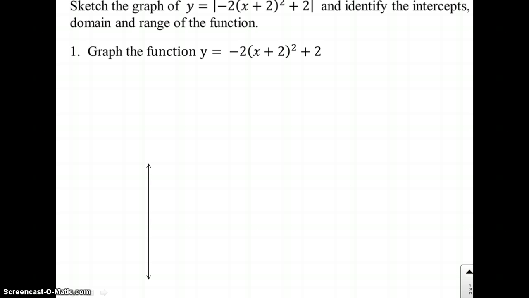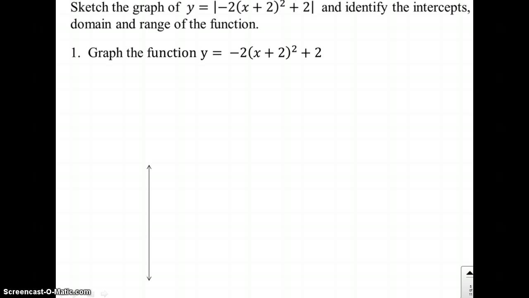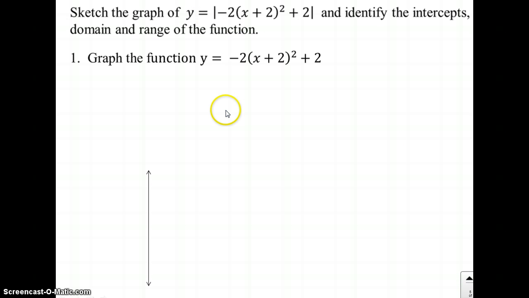Sketch the graph of the absolute value of -2 times (x plus 2) all squared, plus 2, and identify the intercepts, the domain, and range of this function. So again, step 1, graph the quadratic like we've seen before. So we know we're going to reflect it down. It's going to open down. We know it's got a stretch by a factor of 2. We're now going to move it 2 to the left and 2 up.